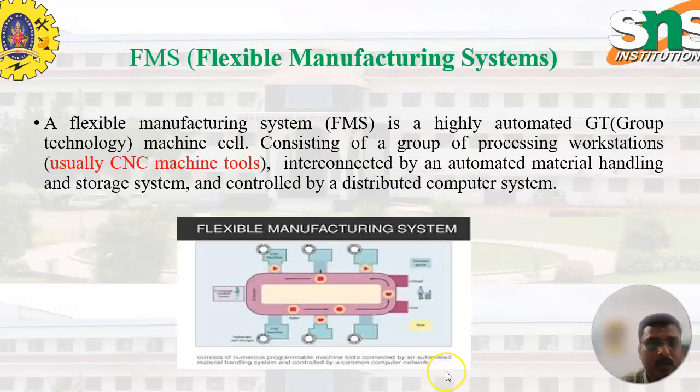Here the definition of FMS is that a flexible manufacturing system is a highly automated group technology machine cell consisting of processing workstations, usually called CNC machine tools. It means that the FMS stations will be connected with the CNC machine tools, interconnected by the automated material handling and storage system.